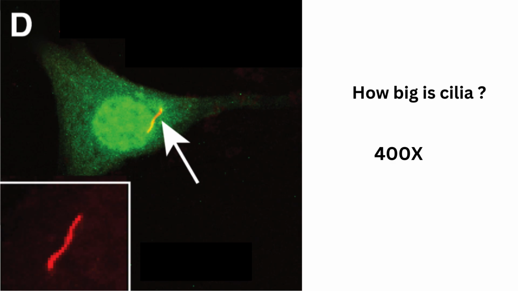Let's look at this fluorescent microscope image of a cell. The cell glows green and the cilium is red. The cilium is zoomed up in the inset. Can you guess its length? If you said about 1/3 of the length of the cell, you're on the right track. It's likely around 3 to 10 micrometers long.